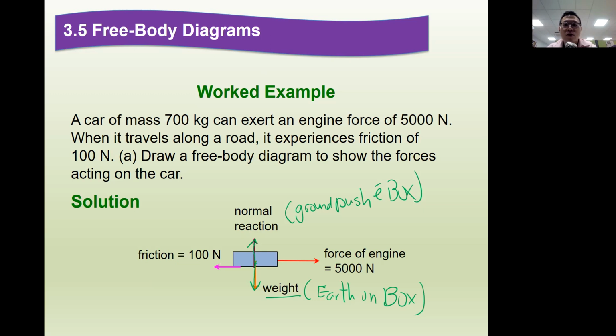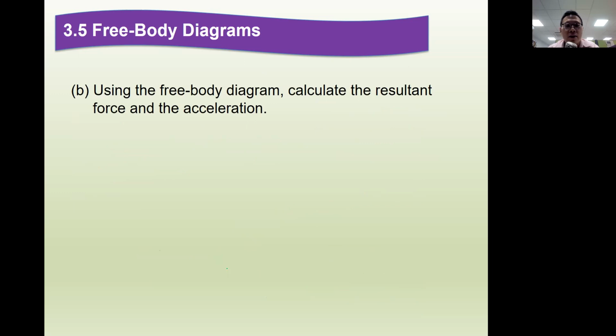And of course, similarly, you have a forward force, which is here. And because of the forward force, you have friction, which opposes the motion, which is here. Okay, so these are the four forces acting on the car itself: weight, normal reaction, engine force, followed by friction.